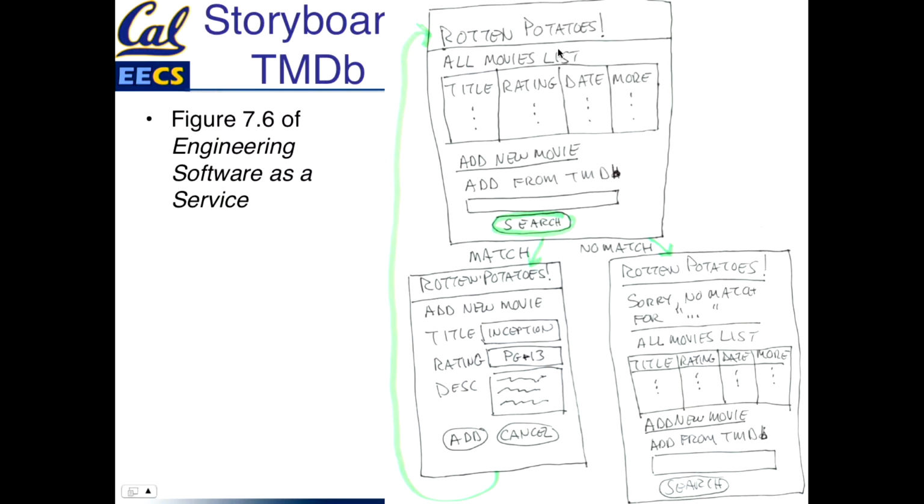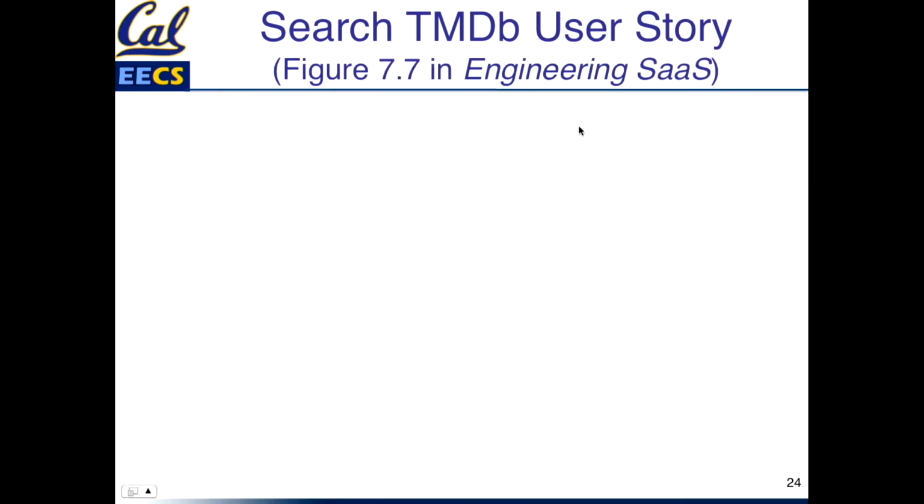So here's my attempt to do this. This is my lo-fi UI for the Rotten Potatoes homepage, and we add a new movie from TMDB, and here's the search button. In the happy path, that is, we find the movie, it comes down here, and it fills in Inception and all the information you want, and you click Add, and you go back. And the sad path, where it doesn't match, you get this message, nope, sorry, couldn't find it, and you could try it over again and search again. So that's the happy path, sad path, and the user interface that we're going to do.